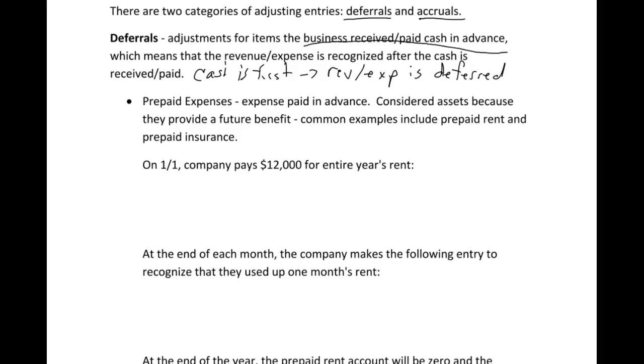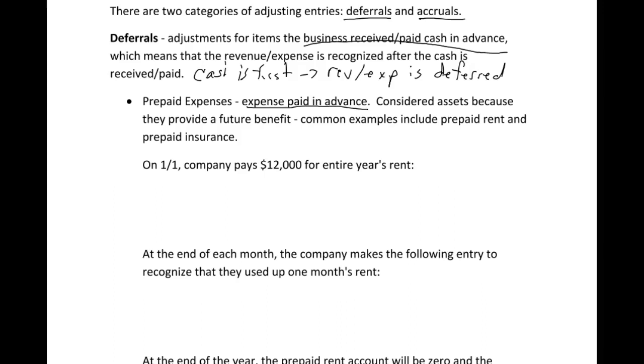All right, so a prepaid expense is exactly what it sounds like. It is just an expense that is paid in advance. These are considered assets because they provide a future benefit to the company. So they're assets, which means they have a normal debit balance. So don't get these confused with expenses.